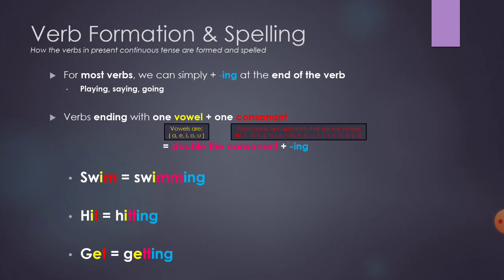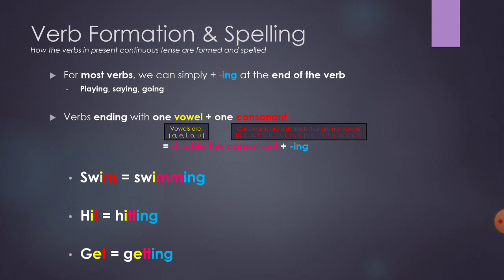Take note there, it is only for verbs ending with one vowel, right? Only one vowel followed by one consonant, only one consonant, in that order, okay? One vowel followed by one consonant, only then this rule will be applied. And by the way, for those who don't know, I have written there the vowels are a, e, i, o, u, and the consonants are alphabets that are not vowels.